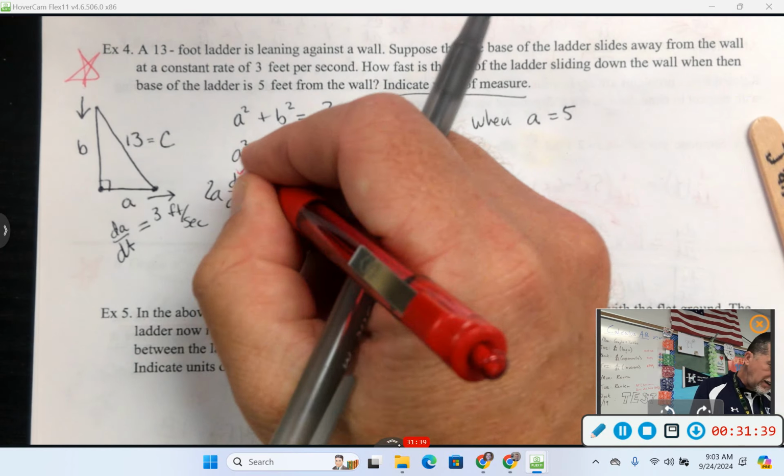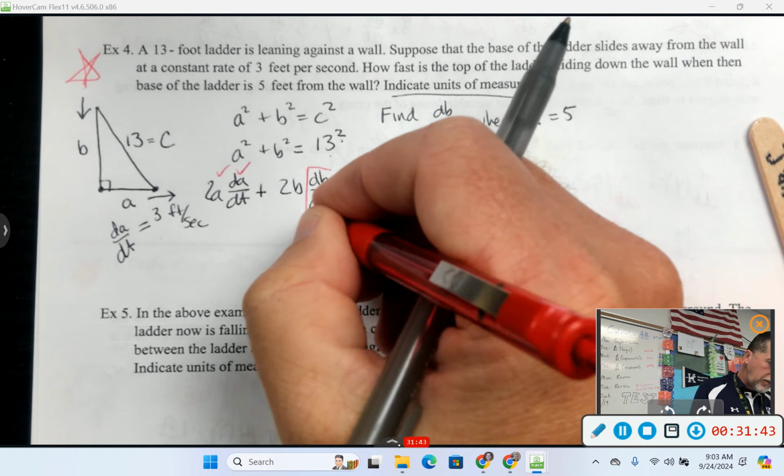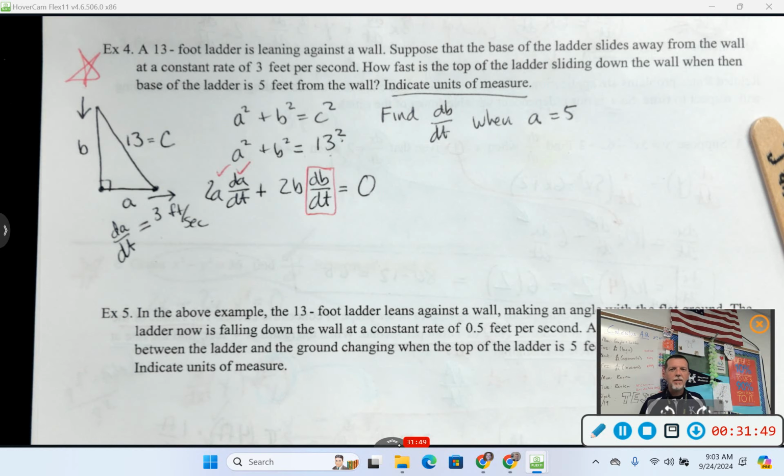Okay, do I have everything I need now? I've got dA dt. I've got A. I'm looking for dB dt. Uh-oh, I'm missing B. I'm going to need B in order to solve this.